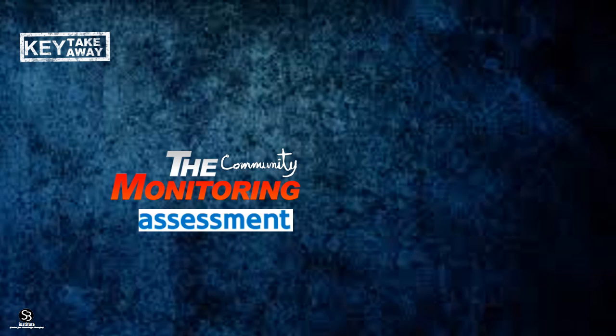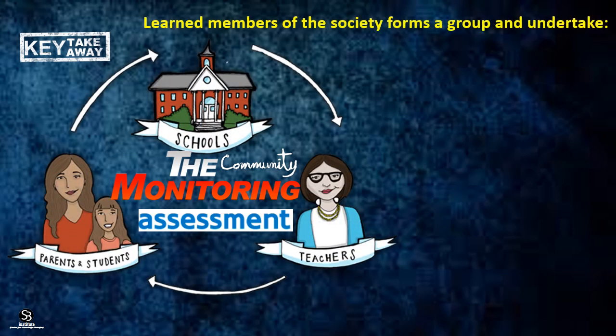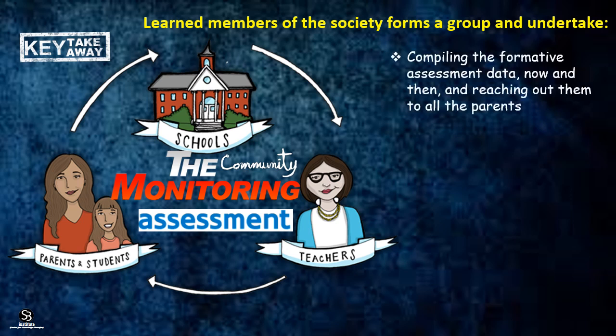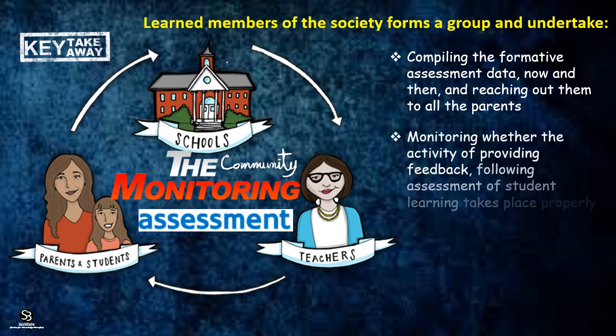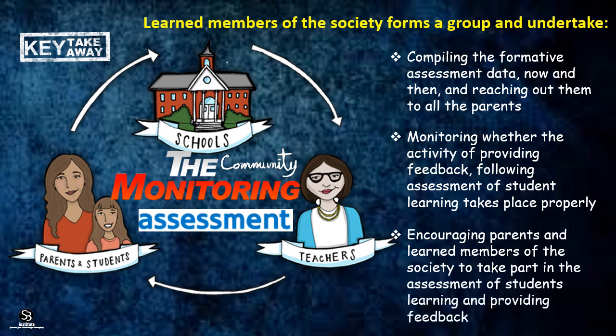Community monitored assessment. This community monitored assessment is possible in education only if learned members of the society form a group and undertake several measures. Now let's see what are all the measures they take. First one is the data is compiled now and then and reaches the parents. Feedback and follow-up work of students is being monitored properly. Parents and learned people take part in assessment of students' learning and provide their valuable feedback to the students.